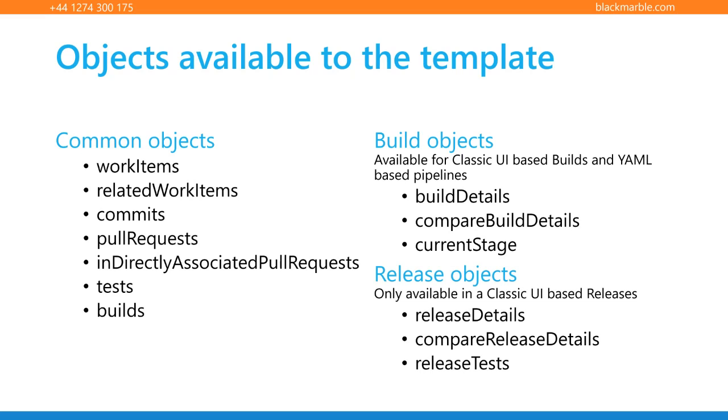And if you're running inside a classic UI-based release, you get release details, compare release details, and the tests that are specific to the release. So we've got all these objects. We need to format them. Now you can see there, to get those objects, there've been a lot of calls to the REST API to build all of that information all up. But now we need to actually produce the stuff to get actually a file to come out.